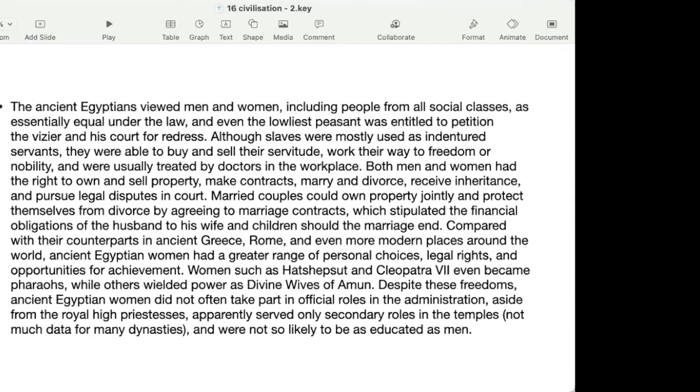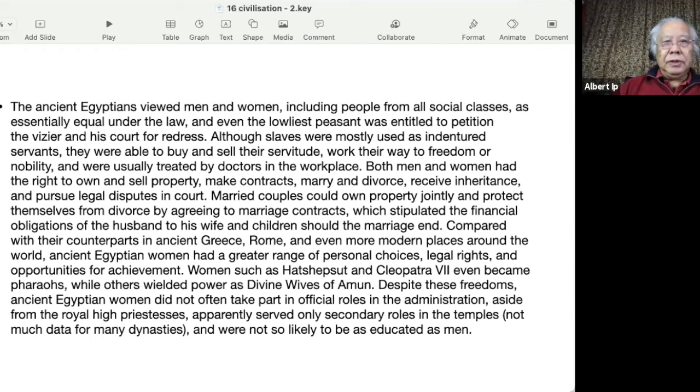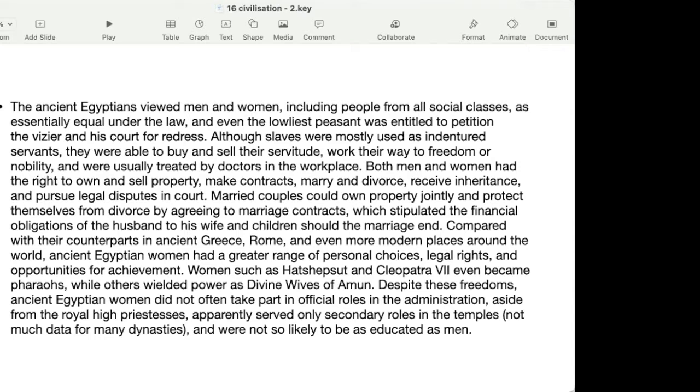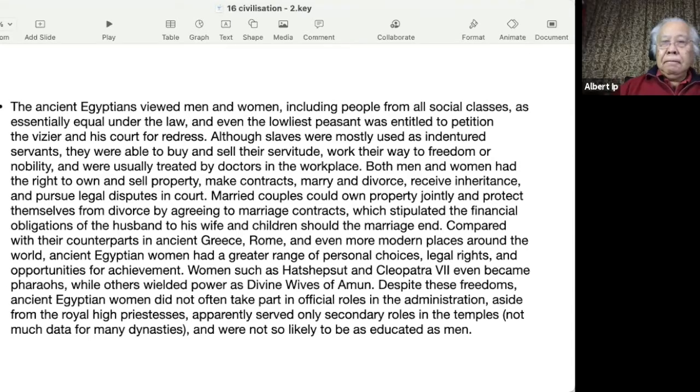Both men and women had the right to own and sell property, make contracts, marry and divorce, receive inheritance, and pursue legal disputes in court. So somehow this gender balance was reversed later in many civilizations and became a predominantly male-owned society. But it seems that at the very early stage, men and women were quite equal.